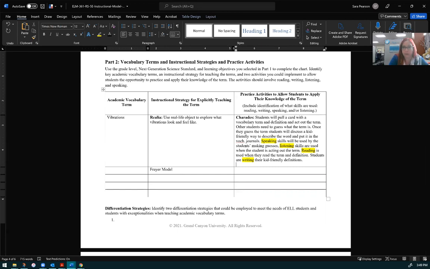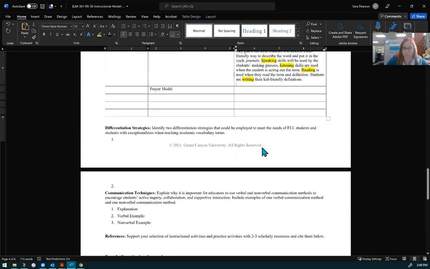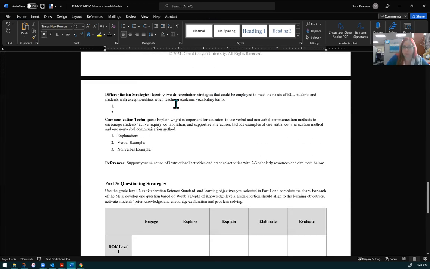Do make sure that you think about maybe a way to use technology. Technology is a great way to incorporate into practicing, and it could be a vocabulary game or something that we learned about in this week's reading or discussion forums. After you finish your vocabulary chart, you're going to move down to your differentiation strategies. And you're just going to identify 2 strategies that can be employed to meet the needs of ELL students while teaching your academic vocabulary terms. So just give me a couple of strategies for those students who are language learners.